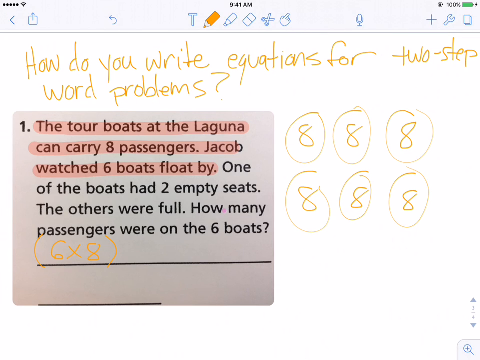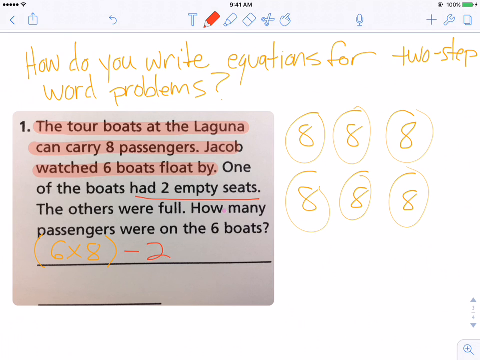Now the second thing we would do is continue to read the problem to figure out what the next step is going to be. Well, the next part of the equation says that one of the boats had 2 empty seats. So we look at that 2 empty seats and we think, how would we show that using multiplication, addition, subtraction, or division? Well, empty seats would be 2 less, so that would be subtraction. So then we would subtract 2 from our total number of seats on the boats. Now we have the equation all set up, ready to solve.